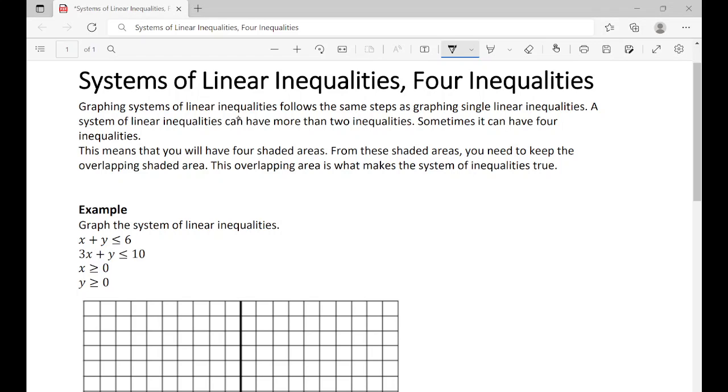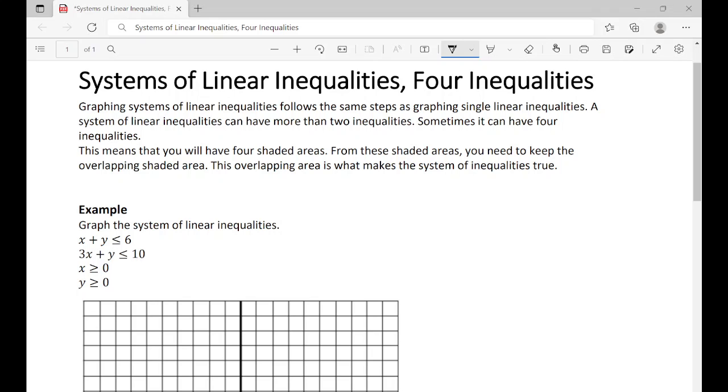Graphing systems of linear inequalities follows the same steps as graphing a single linear inequality. But, as we know, a system of linear inequalities can have more than just two. Sometimes it can have four inequalities, which is what we're going to go over now. This means that you will have four shaded areas, and from these shaded areas, you need to keep the overlapping shaded area. The overlapping shaded area is what makes the system of inequalities true.